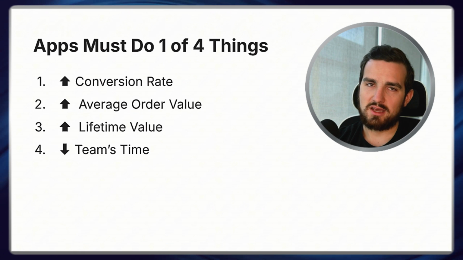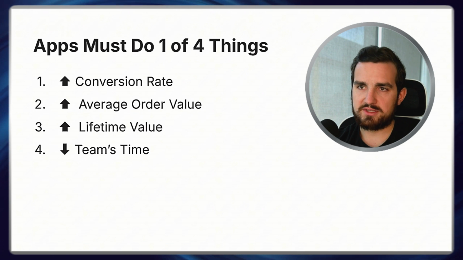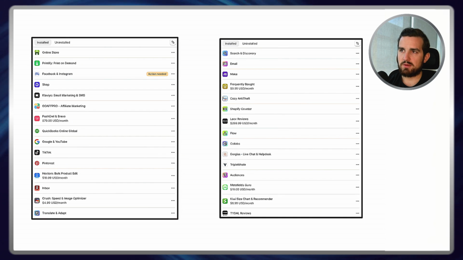So we want to increase the number of people that are buying, increase how much they're spending with us, increase how much they're spending with us over time. Or 4, decrease the amount of time it takes us to work on the site and ultimately lower our costs. There we go. Make people buy more stuff.